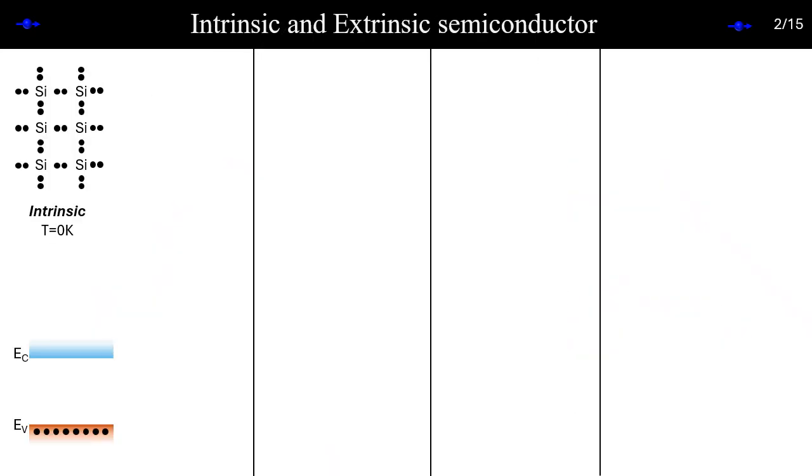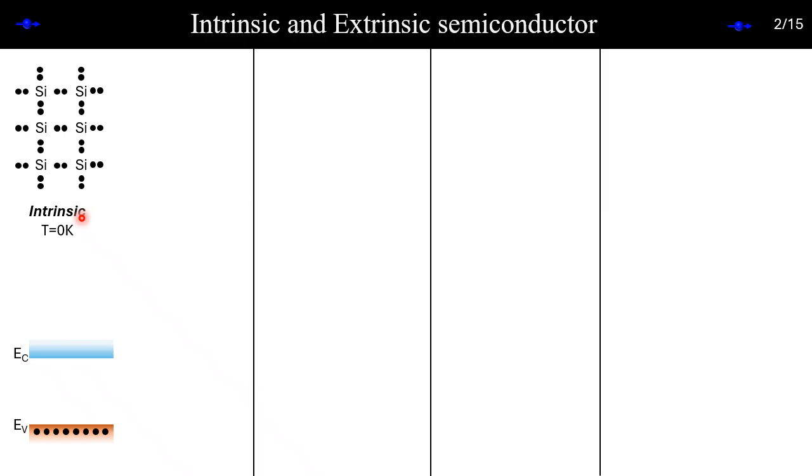Okay, so let's take the simplest case. I think we have already discussed this, but anyway, let's brush it up. We are considering a silicon crystal, a perfectly bonded silicon crystal, no defects, nothing. All electrons are participating in the covalent bonding, so no electron is available. This is the scenario at 0 Kelvin, right?